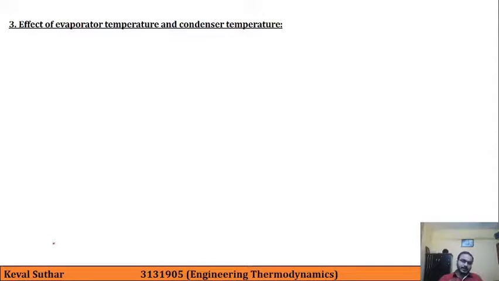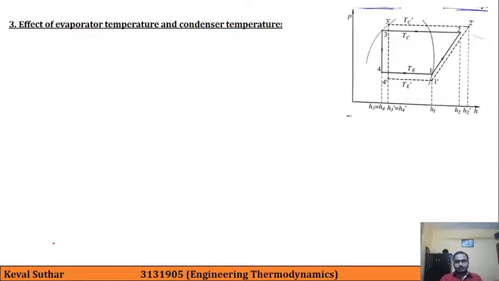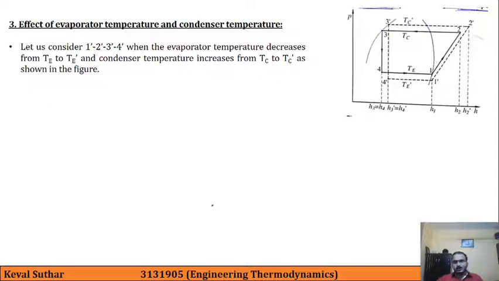Now the next is effect of evaporator temperature and condenser temperature. So here what we have done is we have reduced the evaporator temperature and increased the condenser temperature. So let us consider 1 prime, 2 prime, 3 prime, 4 prime, that is our new cycle, when the evaporator temperature decreases from TE to TE prime and the condenser temperature increases from TC to TC prime as shown in the figure.